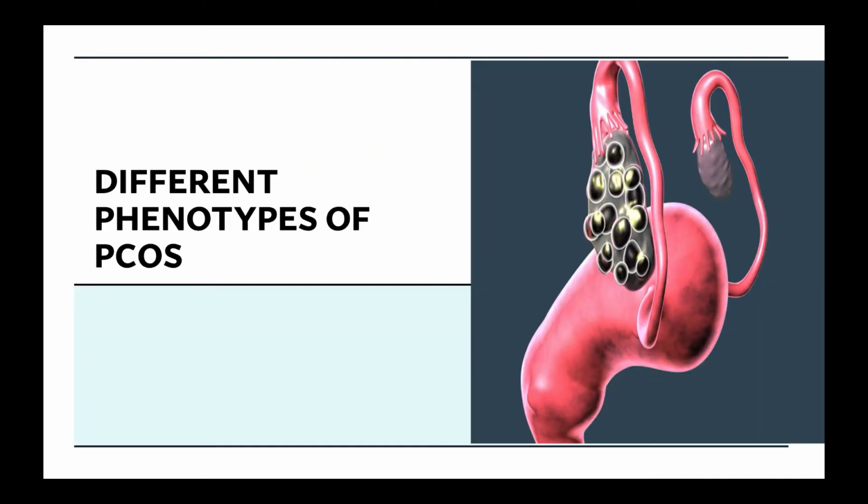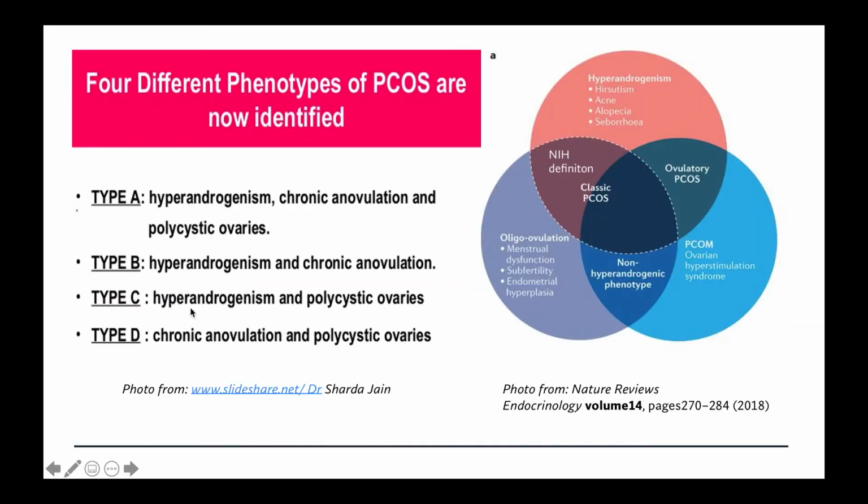Now we go to the different phenotypes or phases of PCOS. There are actually 4 different phenotypes of PCOS: type A, type B, type C, and type D. The type A phenotype is those PCOS patients with all 3 criteria, meaning they have hyperandrogenism with chronic anovulation and polycystic ovaries. Sometimes we refer to these individuals as having the classic type of PCOS. Type B are the patients with hyperandrogenism and chronic anovulation or irregular menses, and this constitutes the original definition under the NIH definition. Type C will be those patients with hyperandrogenism and polycystic ovaries, and sometimes we refer to them as ovulatory PCOS patients. And lastly, type D are those with chronic anovulation and polycystic ovaries, or the non-hyperandrogenic phenotype.